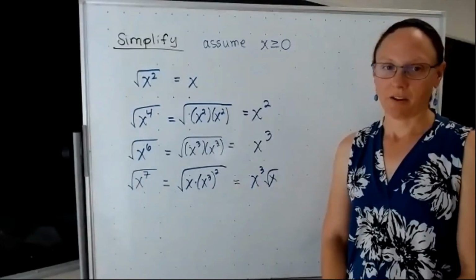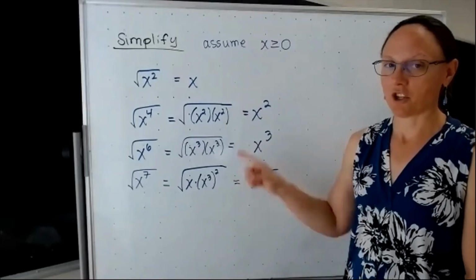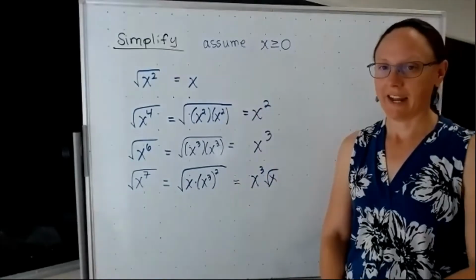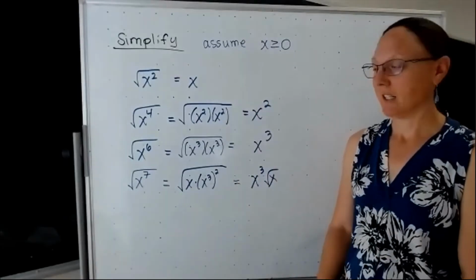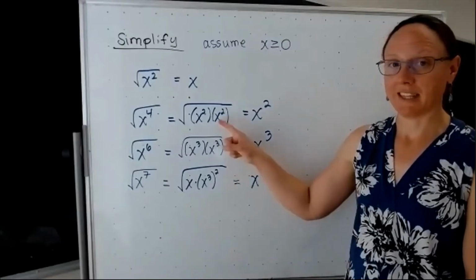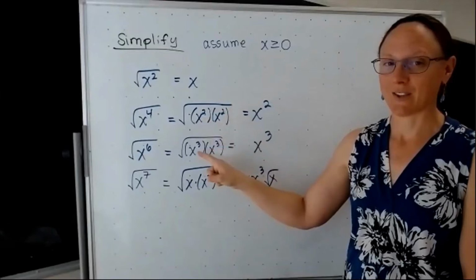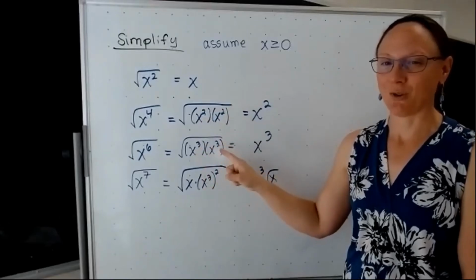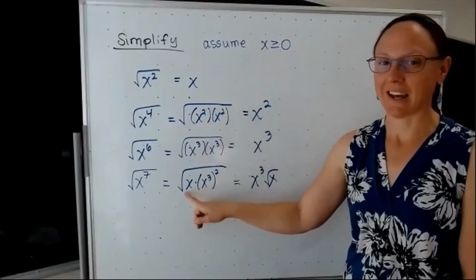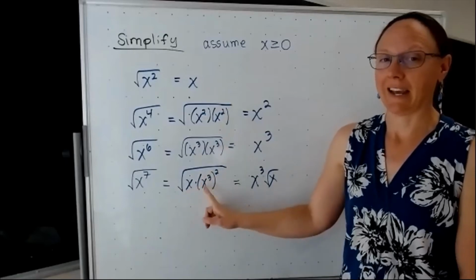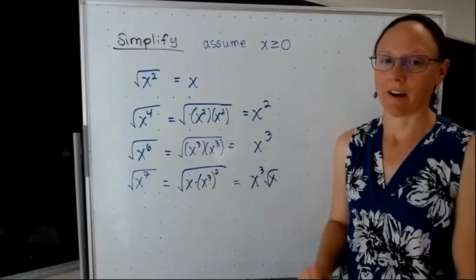And I apologize because I'm not sure which one of these got blurry and I missed it before. I'll just read them off. This one says x squared times x squared. This one says x cubed times x cubed. And this last one says x times x cubed, whole thing squared.